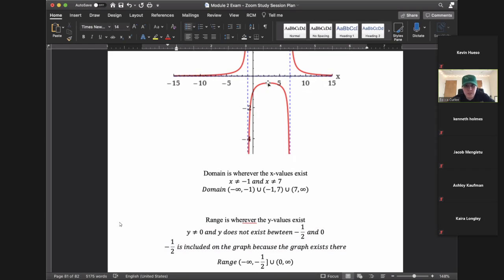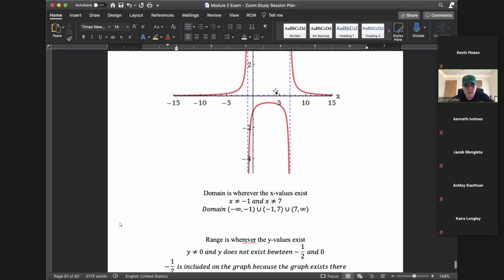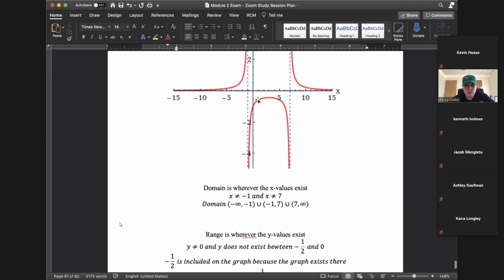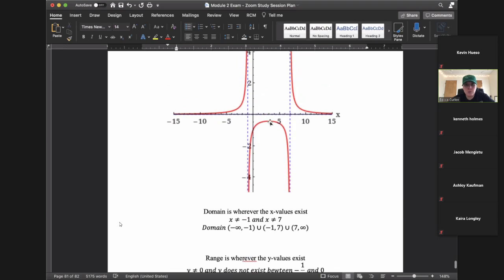That's where the vertex is, at -1/2. So the range is going to be negative infinity, because we're starting all the way down here, up to -1/2, and it's included, so we use a bracket. And then we've got (0, ∞), because we're starting right here at 0 and going all the way to infinity is where the graph exists.